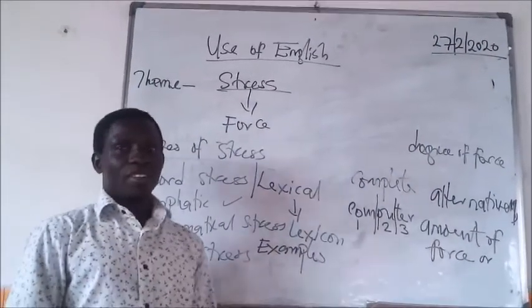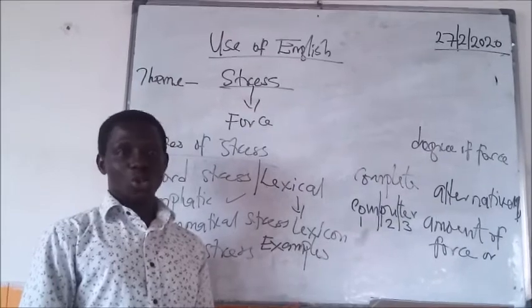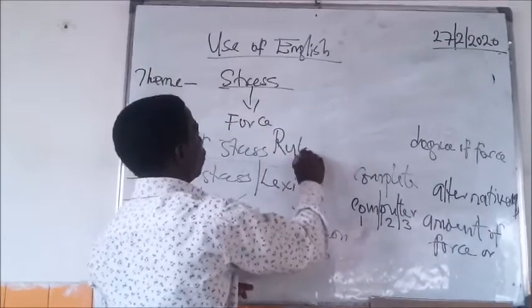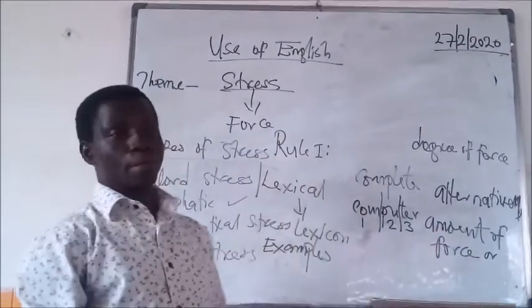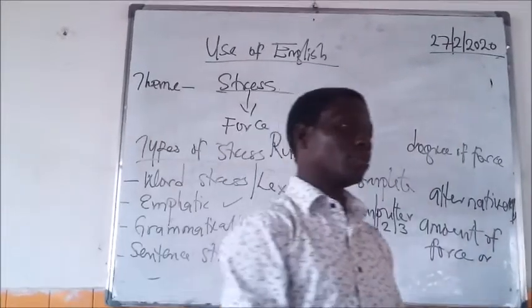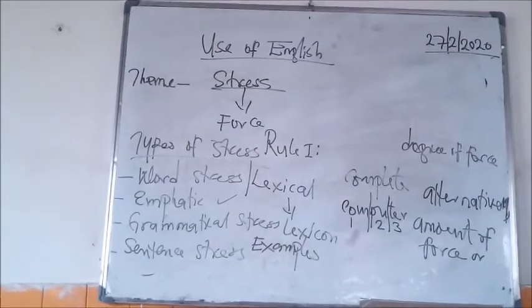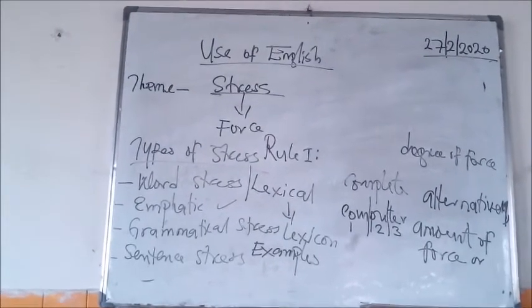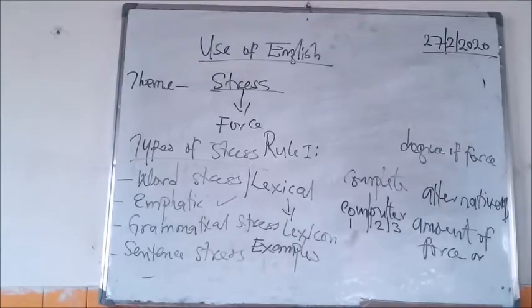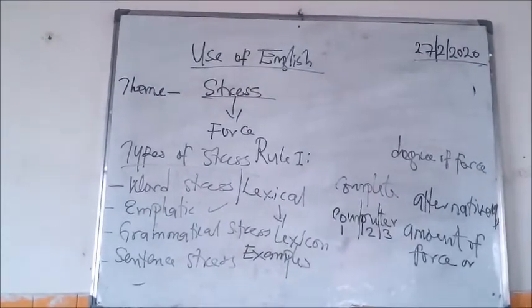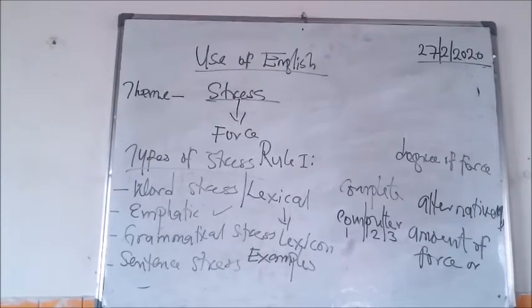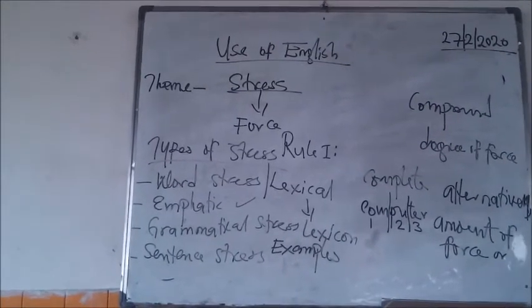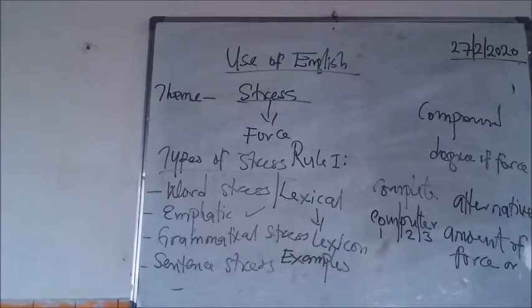Examples. We are going to use rules under this example. Rule number one: a compact noun takes its stress on the first primary word.